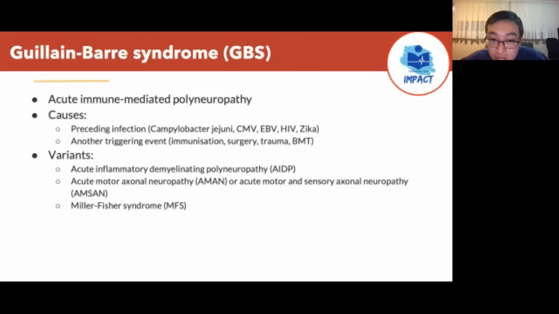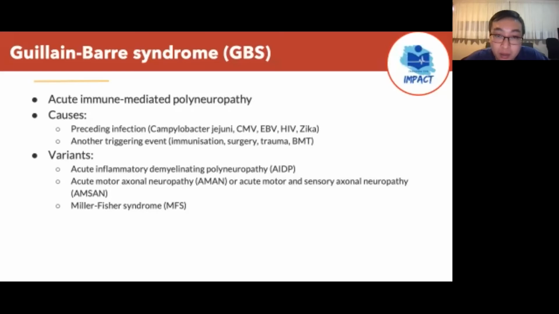And as I mentioned before, in AIDP, the immune response is directed towards the myelin of the peripheral nerve and causes a demyelinating form of GBS. The typical features are what this patient presented with: progressive, fairly symmetric muscle weakness, accompanied by absent or decreased deep tendon reflexes. I forgot to include the examination findings, but his deep tendon reflexes bilaterally could not be elicited. So that's the classic presentation. 90% of cases present like that.